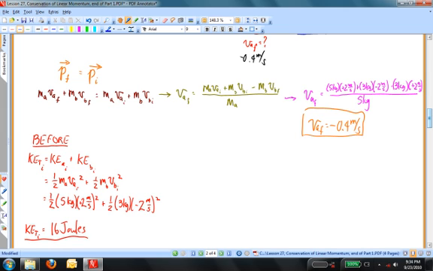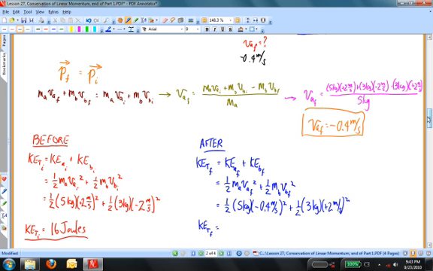Now, let's figure it out after. Again, we have that the total kinetic energy afterwards is going to be the kinetic energy from object B plus object A. So we've got two pieces that have kinetic energy after the collision is over. And again, we write the kinetic energy in terms of the mass and the velocity, and we feed in the numbers. And I get that the total kinetic energy after the collision is 6.4 joules.